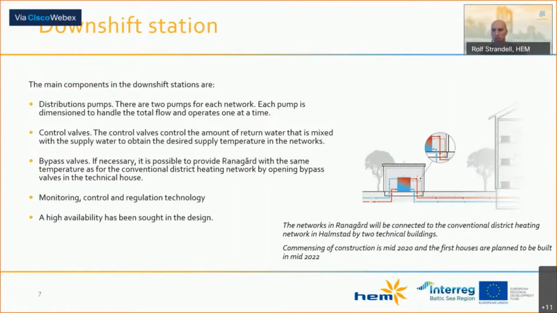give our customers the right temperature in their houses. So we put in some bypass valves. If we don't see this technology working as we have designed, we can just raise the temperature so the customers get the temperature they need. Our goal is to have this as seamless as possible, so our customers, the people living in the houses, should not notice that this is new technology in this area.